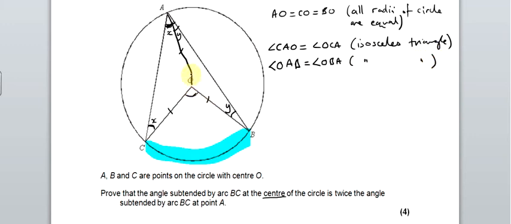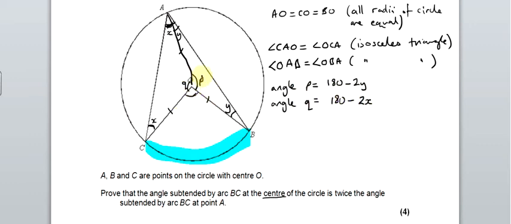Now, what that means is we can work out this angle here. So let's call that P. So angle P is equal to 180 degrees minus 2y, and let's call this angle Q here. Angle Q is equal to 180 degrees minus 2x.